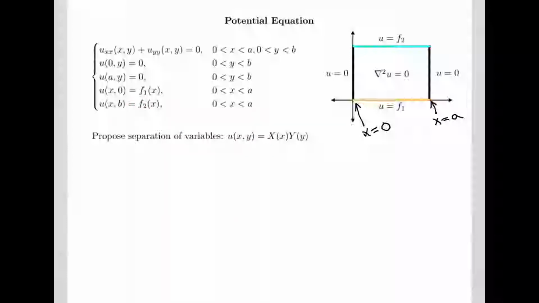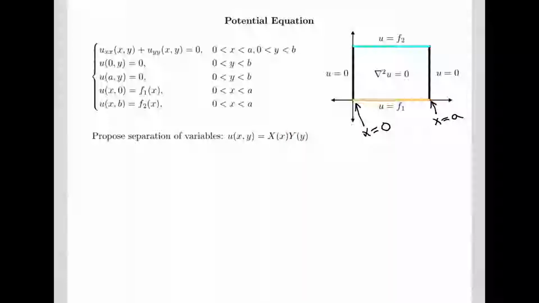And we want to be able to solve this. We're going to use separation of variables. We've got a homogeneous partial differential equation, and on our boundaries for x, we also have homogeneous boundary conditions. So we're going to be trying a separation of variables solution of the form a function of x times a function of y.